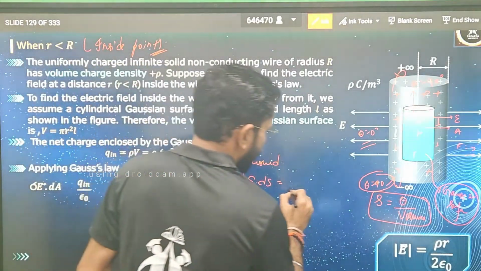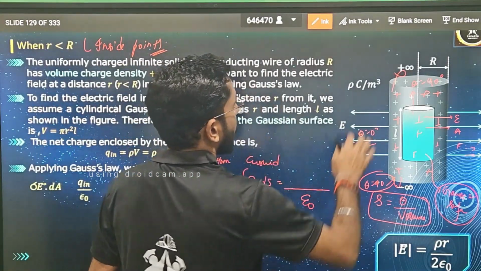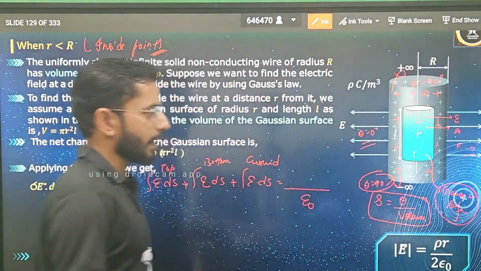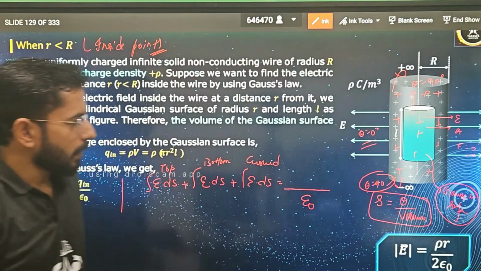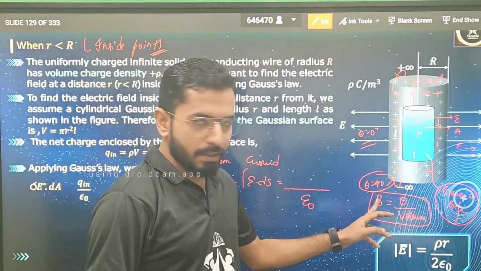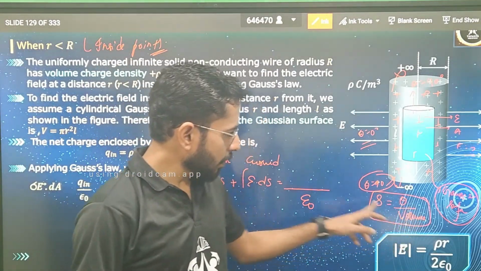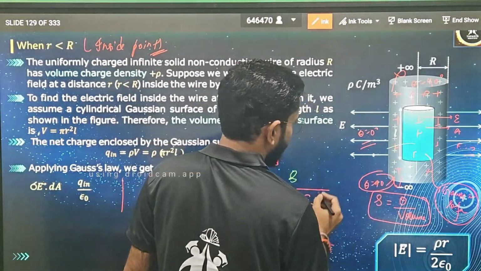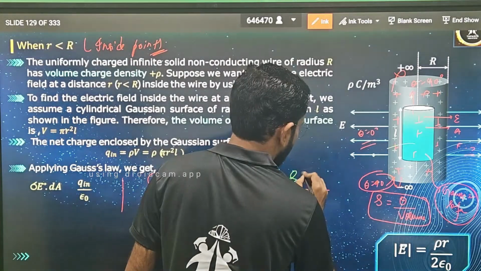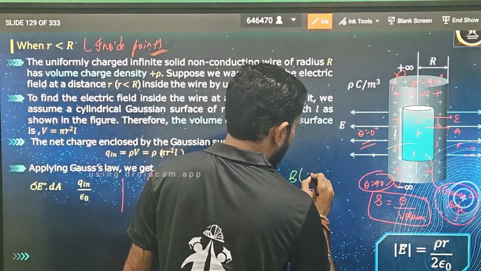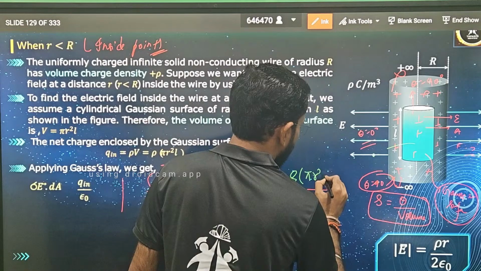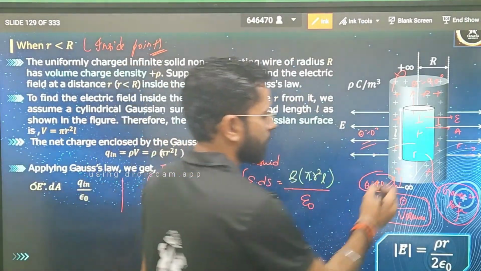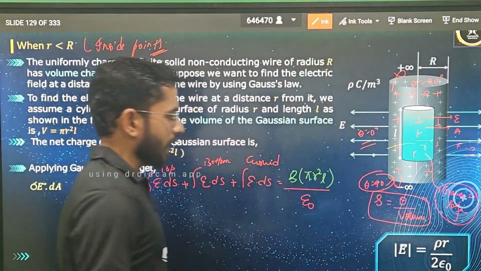Then I will write the net charge present inside divided by epsilon naught. Now this is the interesting part. How will you write the net charge present inside? If the volume charge distribution is defined as rho, then Q net is rho into volume. What is the volume of this cylinder? It is pi r square into L. Let's suppose the length I have taken is L and the radius of this cylinder is r.